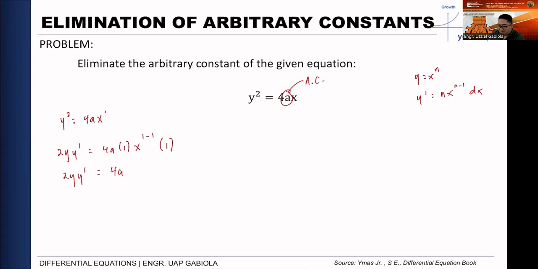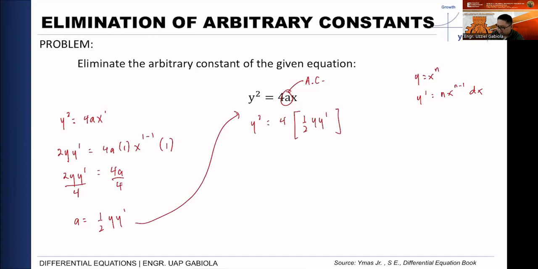So dito, pwede tayo makakuha ng value of a. Okay, so pwede natin divide both sides by 4. We have a is equals to 1/2 y prime. When we have that, kailangan i-substitute natin siya back to the original equation para makuha natin yung differential equation natin. Okay? So y squared is equals to 4 times 1/2 y prime x. Okay? So this is y squared is equals to 2y prime x. Then cancel out yung isang y, no? So magiging siyang y is equals to 2y prime x.